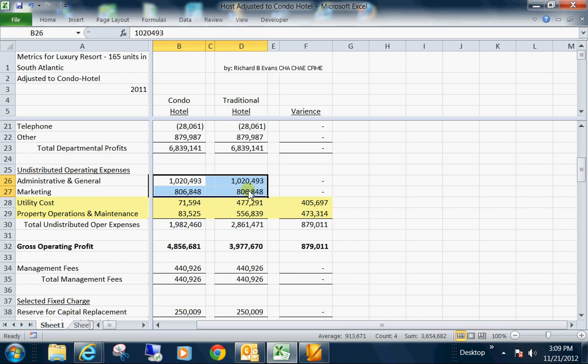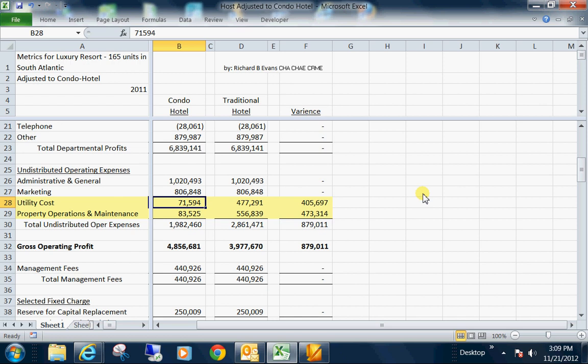Utility cost, of course, for the condo hotel is much less at $71,594, because if submetered, or a percentage could be used. I've seen 15% used sometimes of the condo hotel cost in utilities.